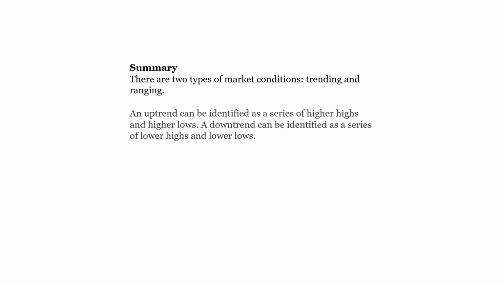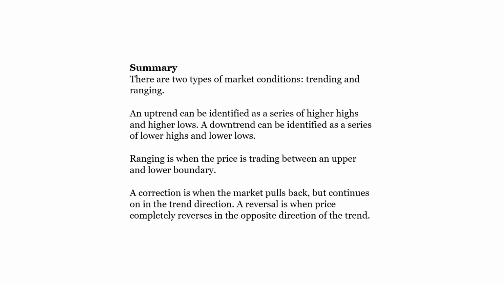In summary, there are two types of market conditions: trending and ranging. An uptrend can be identified as a series of higher highs and higher lows. A downtrend can be identified as a series of lower highs and lower lows. Ranging is when price is trading between an upper and lower boundary. And a correction is when the market pulls back but continues on in the trend direction. And a reversal is when price completely reverses in the opposite direction of the trend.